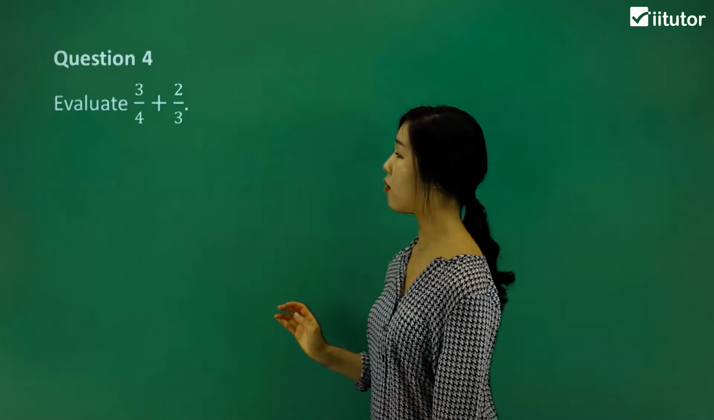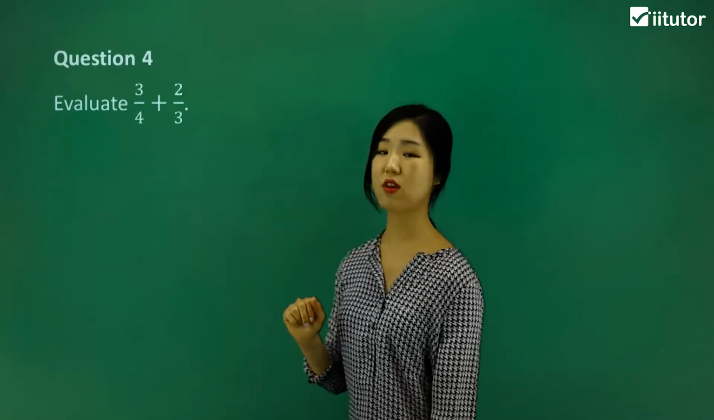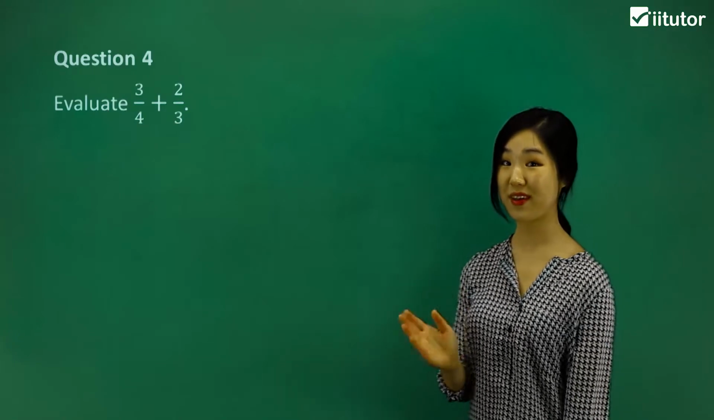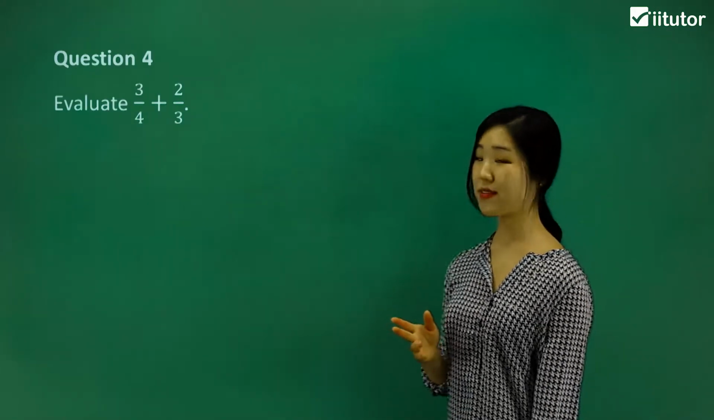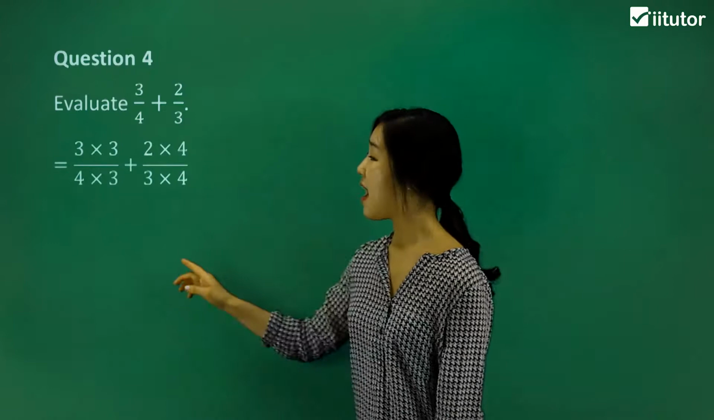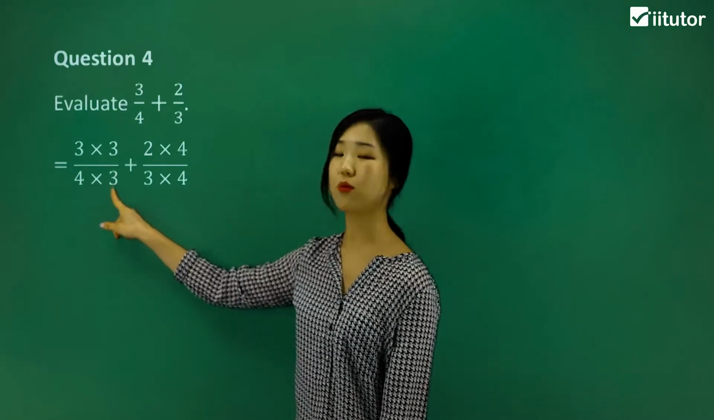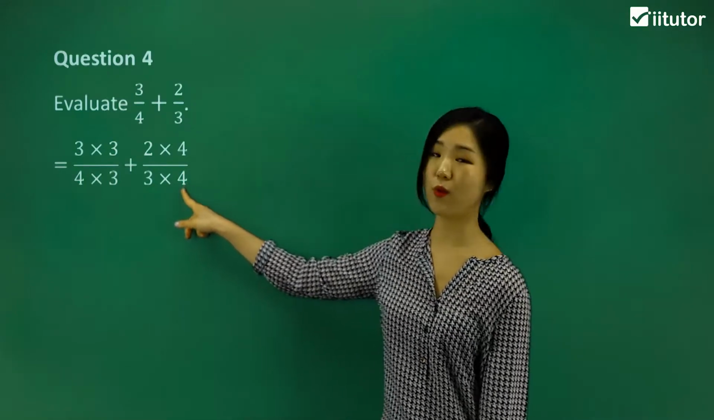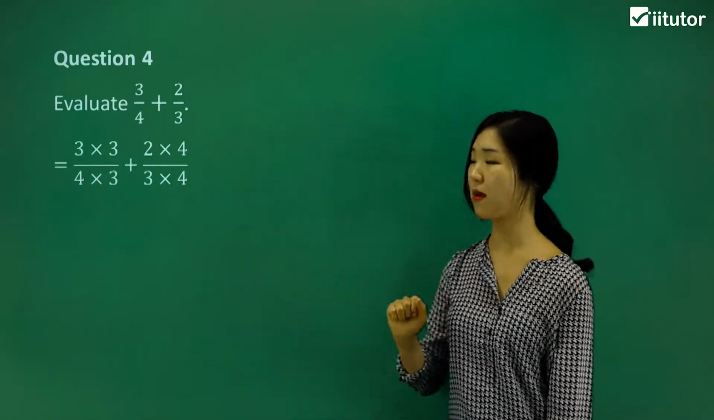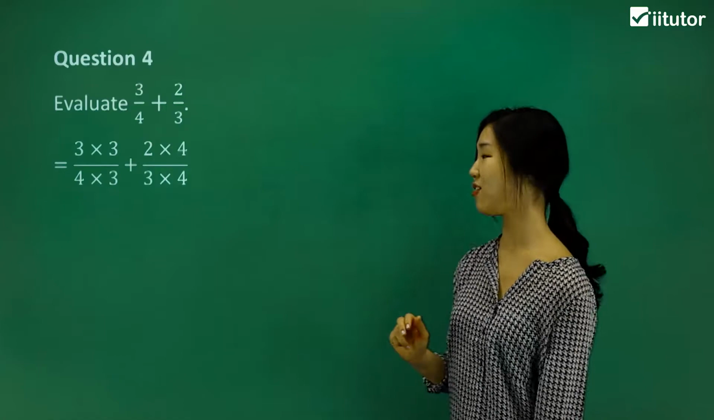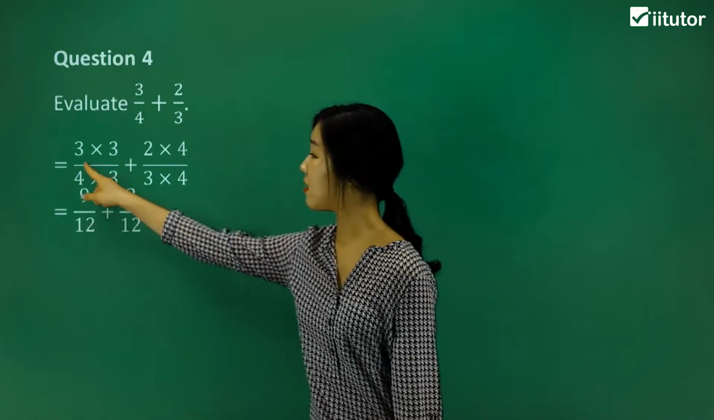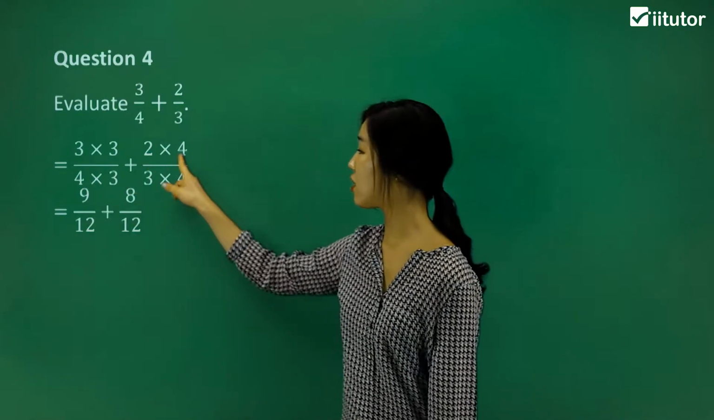We'll look at question 4. This time, again, the denominators are different, so we have to find the lowest common multiple of 4 and 3. What is it, guys? Hope everyone said it's 12, because it is. So 4 times 3 will get us 12, so multiply top and bottom by 3. 3 times 4 will get us 12, so multiply top and bottom by 4. And simplify the multiplication. Remember, both of the denominators must be 12.